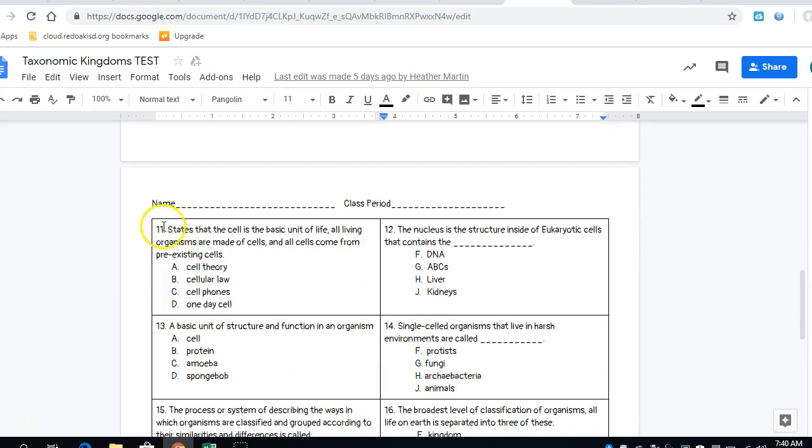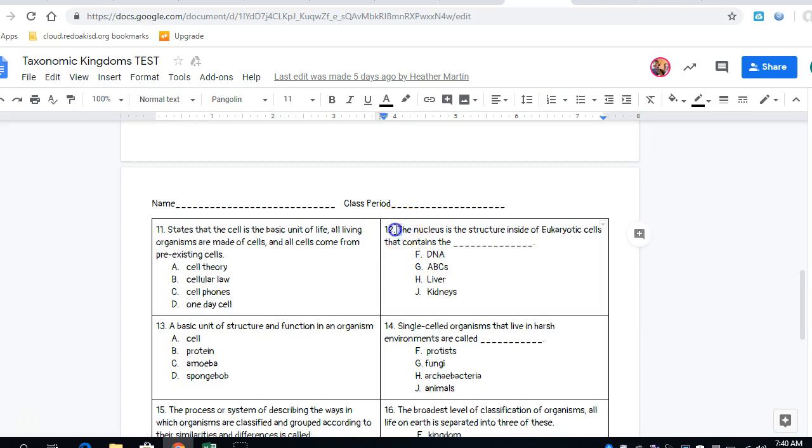Number 11, states that the cell is the basic unit of life. All living organisms are made of cells, and all cells come from pre-existing cells. So what is it that says this? Is it A, cell theory, B, cellular law, C, cell phones, D, one-day cell?